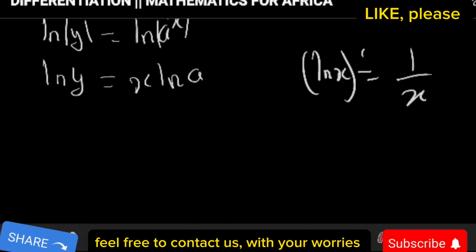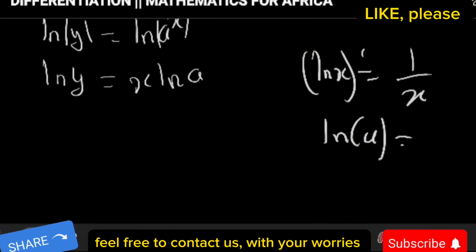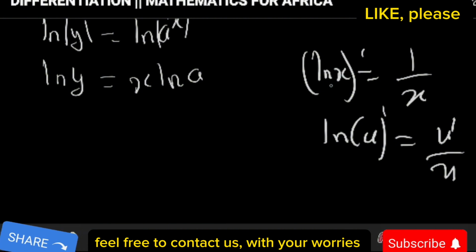And from this, I'm going to find the derivatives of both sides. That is, we differentiate with respect to x. Remember, if you differentiate ln x, we just get 1 over x. The derivative of ln u is u prime over u. Here our u is x, so the derivative of x is 1, divided by u, which is x. So that is what we get.